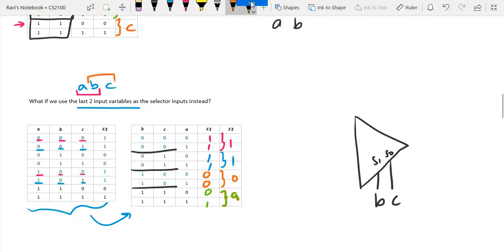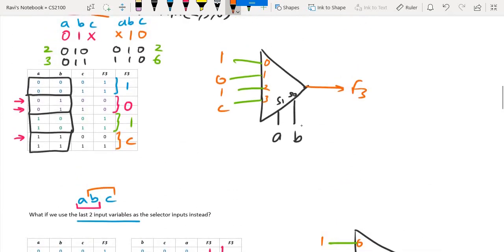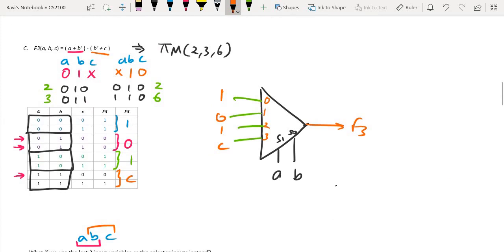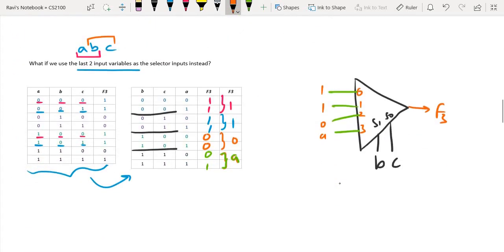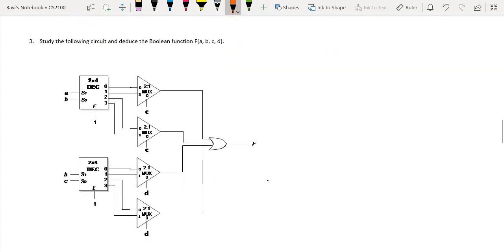Okay, so now what I need to do is to translate this back here, 0, 1, 2, 3. So what you have here is 1, 1, 0, A. And this is your F3. So it's the same as the earlier F3 in terms of logic. Only thing is, in the first part, we used A and B as the selector inputs. Here, we're using B and C as the selector inputs. But the technique and approach towards this is exactly the same. So now let's look at the next question here.